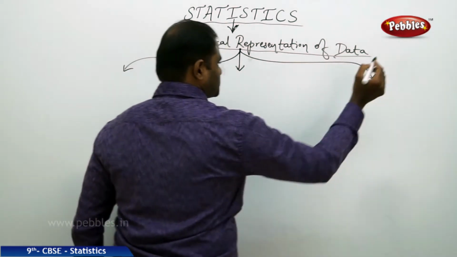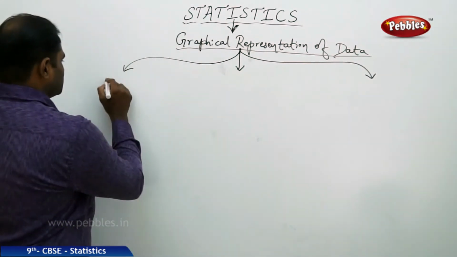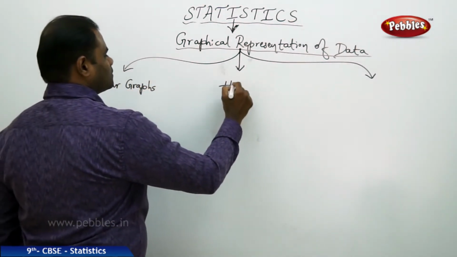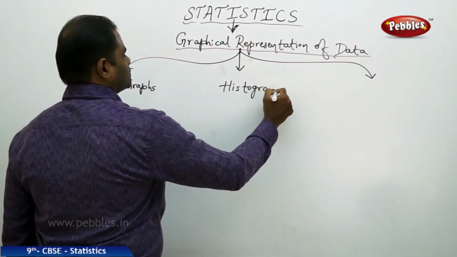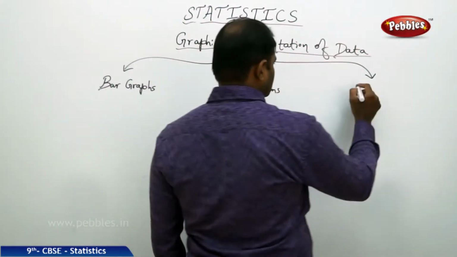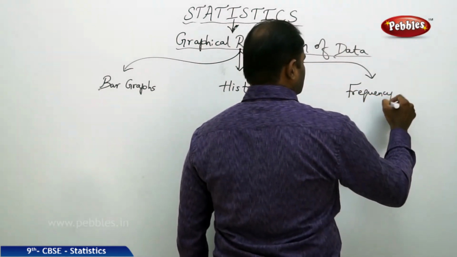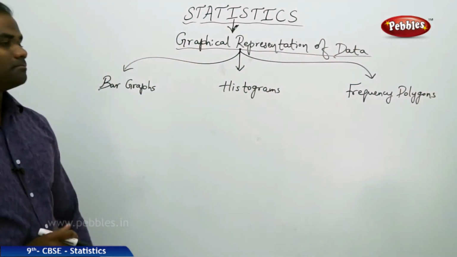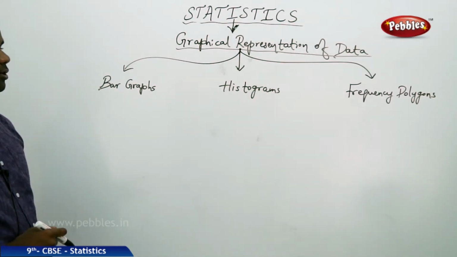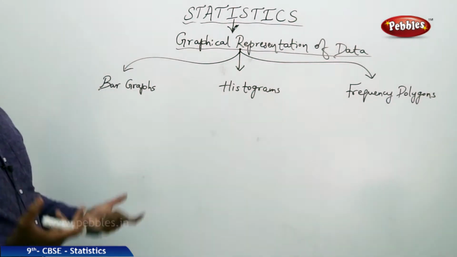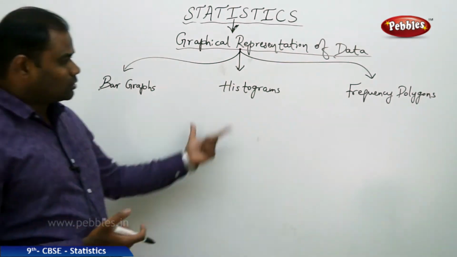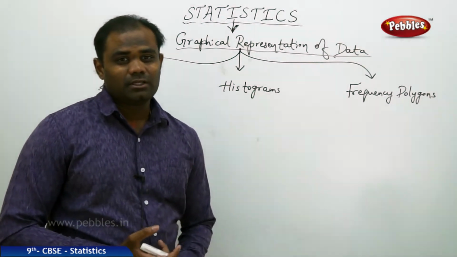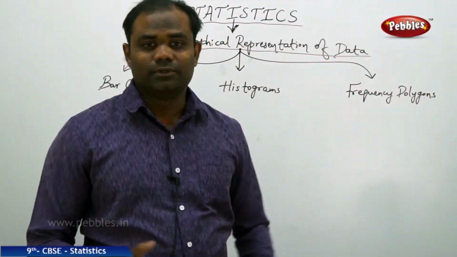The three graphical representations which we are going to deal with in the syllabus are bar graphs, histograms, and the frequency polygon. The data collected can be analyzed through the bar graph, or through the histogram, or through the frequency polygon. Let's see each of them classified individually.